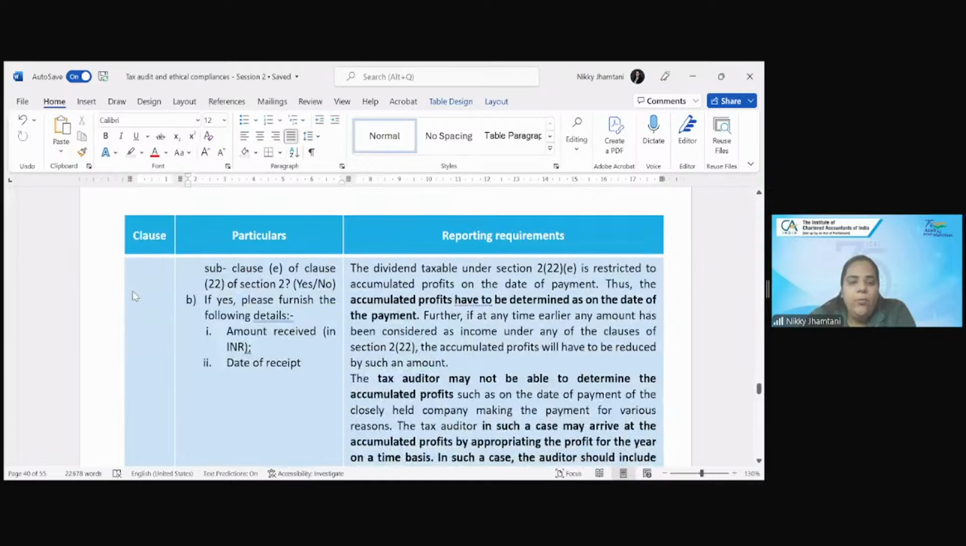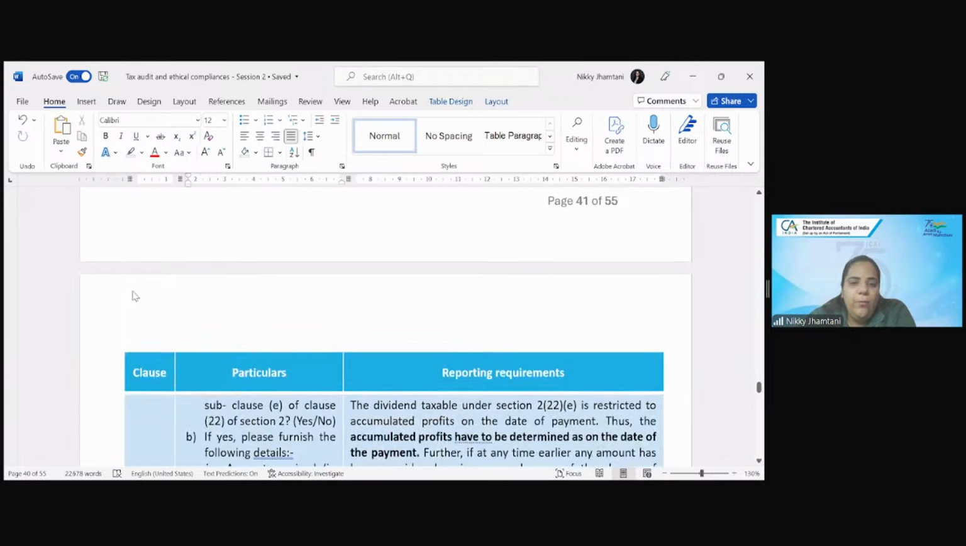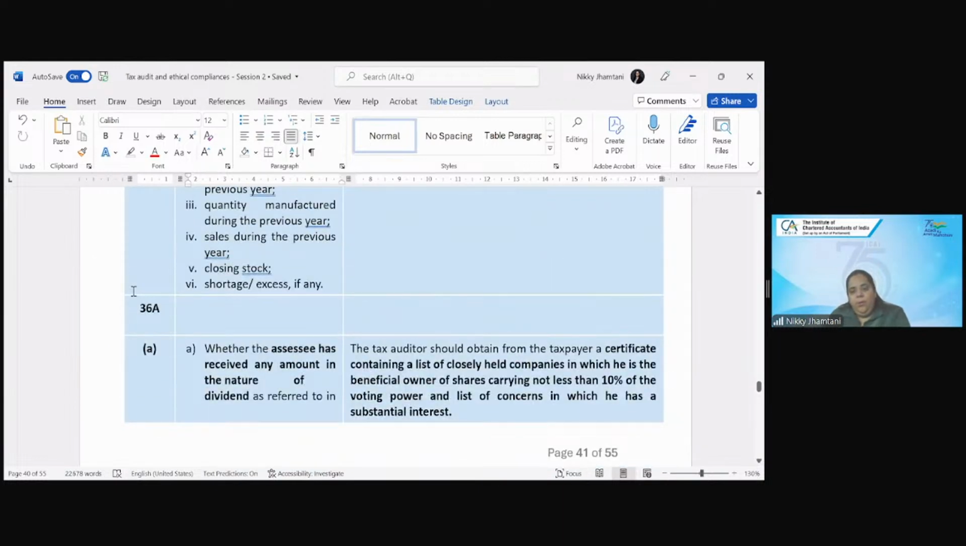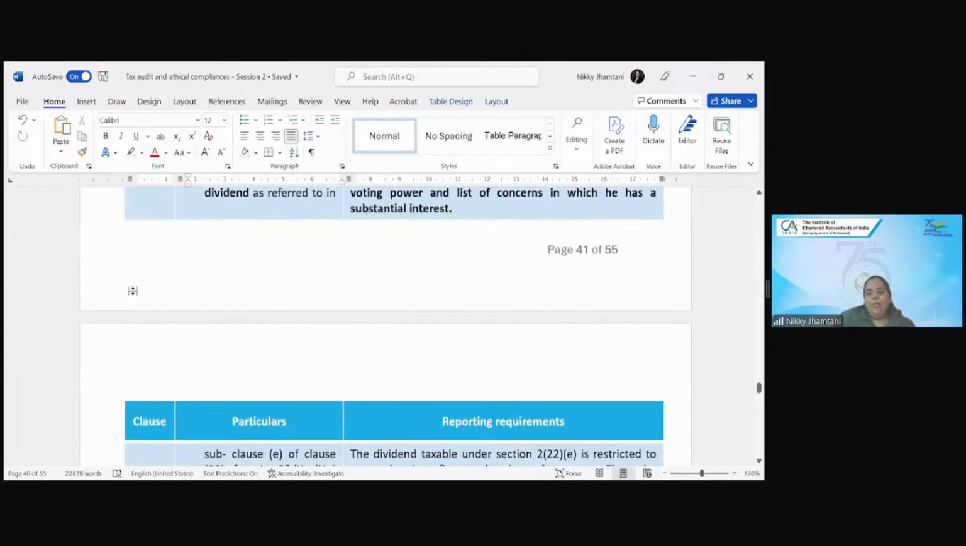Then, moving on to clause 36A, whether the assessee has received any amount in the nature of dividend as referred in 2(22)(e), जो हम रिलेटेड पार्टीज को अगर लोन देते हैं तो 2(22)(e) ट्रिगर होता है, तो उसकी डिटेल्स यहाँ पे डालनी है. And if yes, we have to furnish the details of amount, receipt and date of receipt. So what are the things that the tax auditor has to do over here? The tax auditor should obtain from the taxpayer a certificate containing a list of closely held companies in which he is the beneficial owner of shares carrying not less than 10% of the voting power, and list of concerns in which he has a substantial interest.